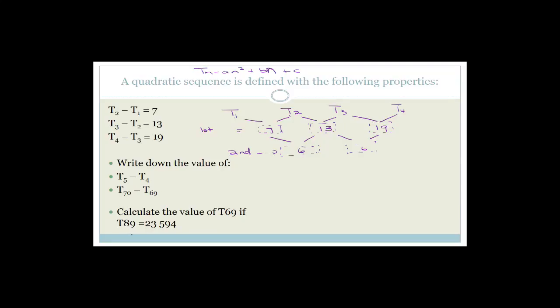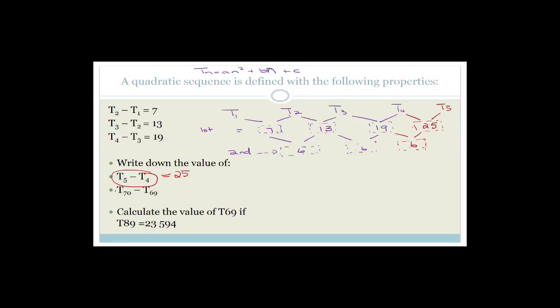So now we can answer some of these questions. The first thing they ask us is, what is T5 minus T4? Well, if you look at this, do you agree that these two have to have a difference of 6? Because my second difference is 6. Okay, 13 plus 6 is 19. 7 plus 6 is 13. So therefore, 19 plus 6 is going to be 25. So therefore, T5 minus T4 is going to be 25.